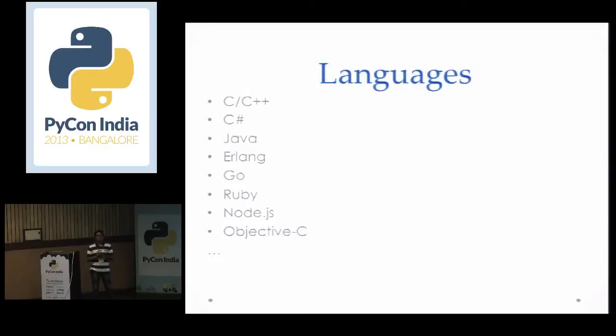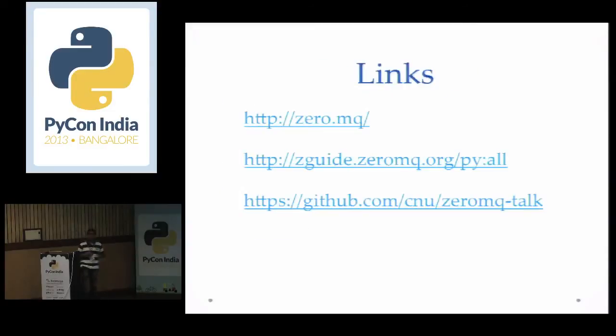There are almost like 40 languages that it supports, and you have libraries for all these, and you can just try the same program that I showed you with multiple languages. So the worker can be in Python, the sink can be in Java, and the task ventilator can be in Ruby. So it will all work automatically, and there's no problem with the message frame, the messages that are sent and received.